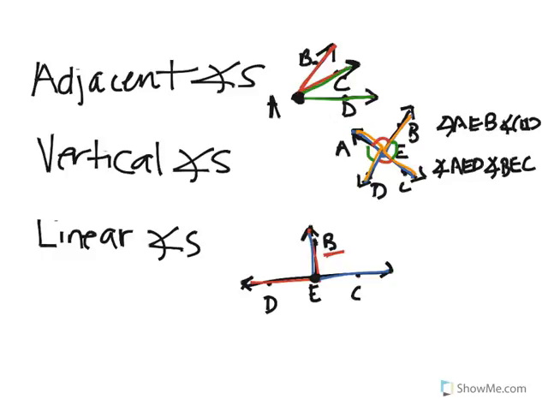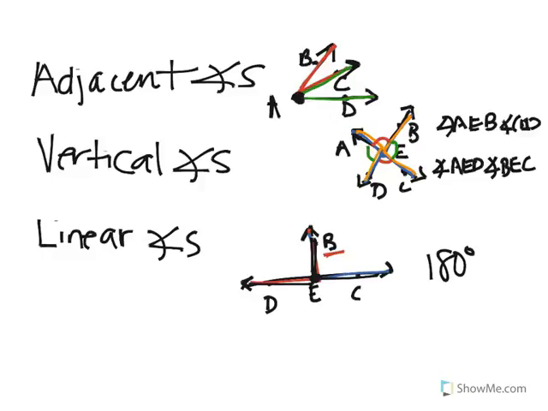And what else do we know about linear pairs? They fall on a straight line and they equal 180 degrees when they're added together, right? Because the degree measure of a straight line is 180 degrees. It's a straight angle. Okay, great.